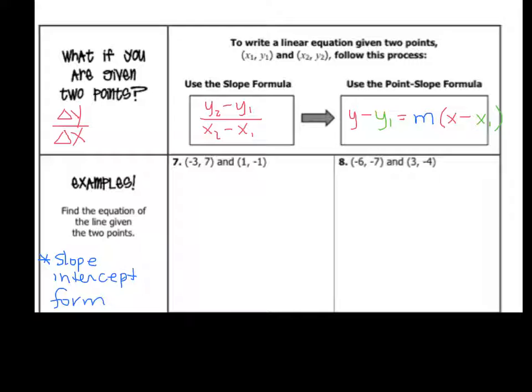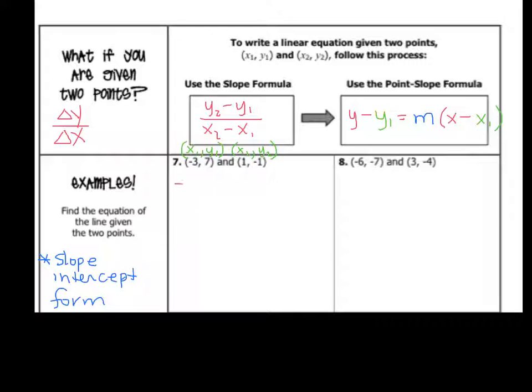The first thing you can do is label. This could be your x1, y1, and this can be your x2, y2. All that means is you've chosen this as your first point and this as your second point. It does not matter which point you choose to use. You will get the same answer. First I'm going to calculate my slope. I'm looking for the change in y. How do you get from 7 to negative 1? Or you can simply do the subtraction.